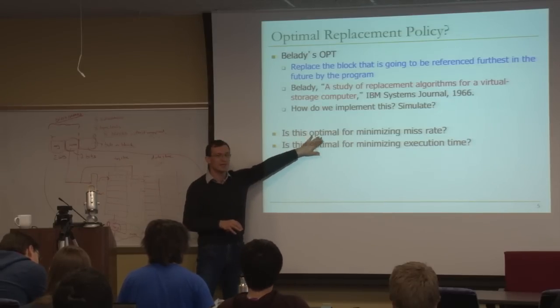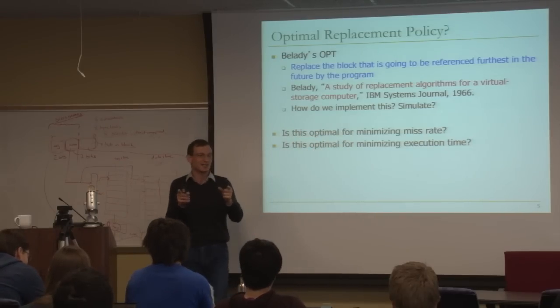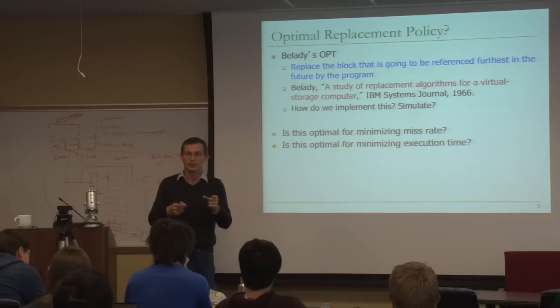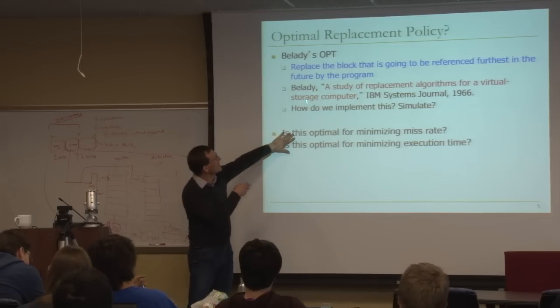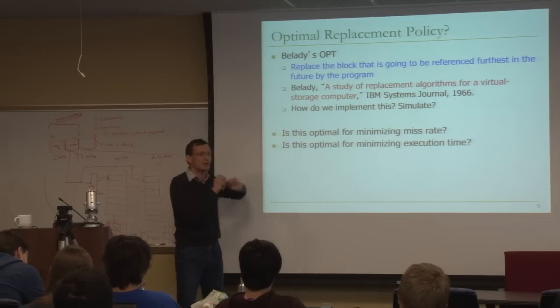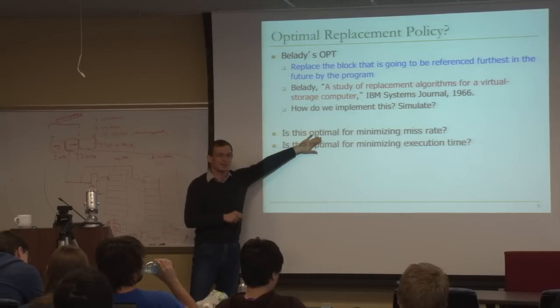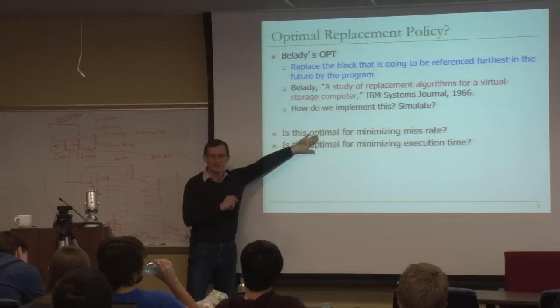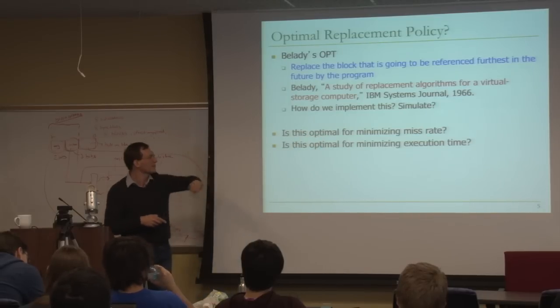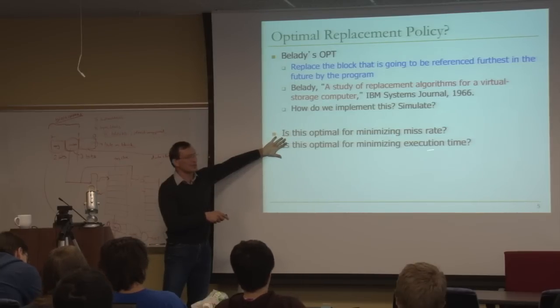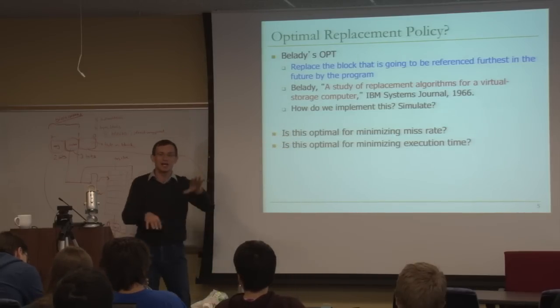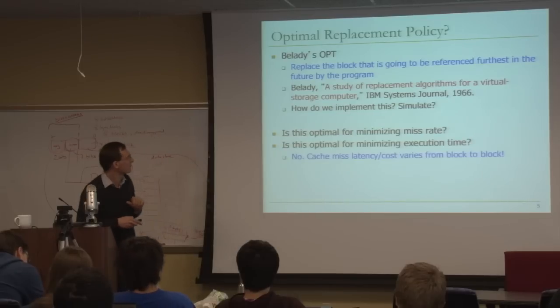You may be optimizing for miss rate, but execution time really depends on the latency to refetch the block, or the cost of refetching the block, if you will. So this optimal doesn't take into account that cost. It takes into account only the hit rate or miss rate. Make sense? Yeah, so this will be a theme. Keep this in mind. Whenever you're optimizing for miss rate, you may be actually increasing execution time because the different blocks in the cache have different costs.